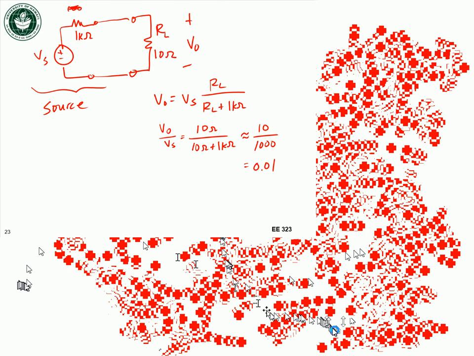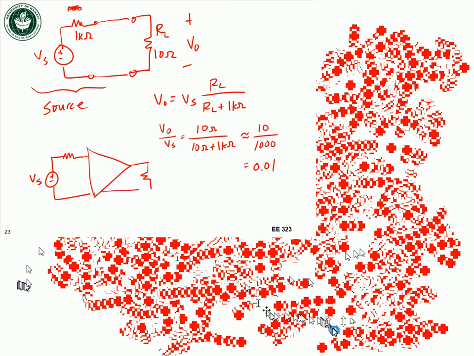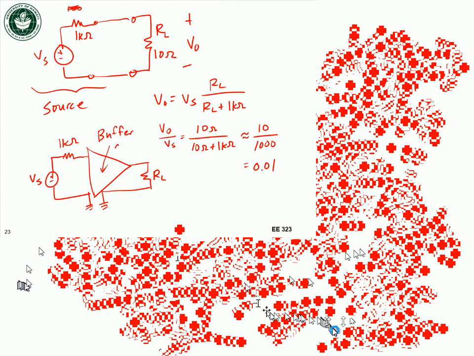Now, if I don't do that, and I just put in my buffer amplifier. So this is ground. Okay, so this is my buffer amplifier. The gain of my buffer amplifier is only going to be 1. But the input resistance to my buffer amplifier is infinite. And the output resistance of my buffer amplifier is 0.